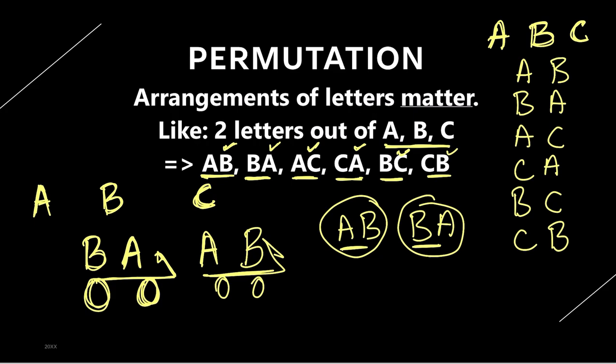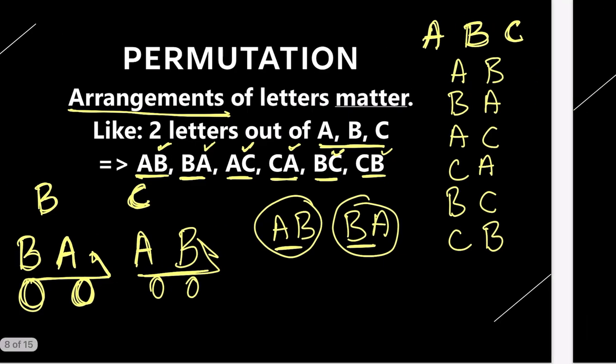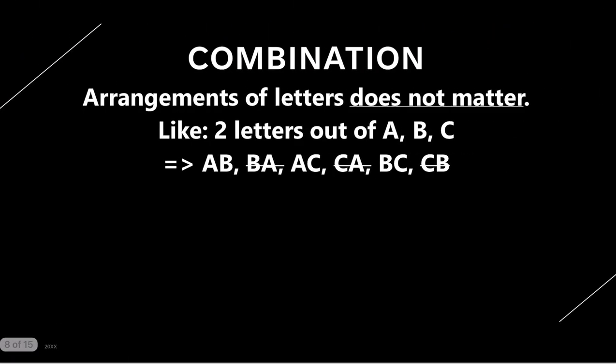So whenever the arrangement or the sitting arrangement matters, that is where permutation comes in. So there are six ways of selecting two people out of three when their sitting pattern matters, right? When we see combination, you will understand the difference. Let's move on. Now, combination.